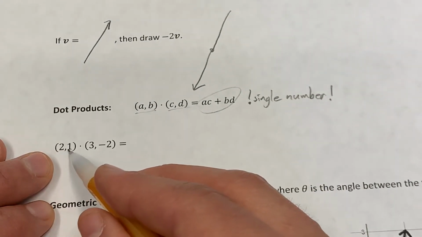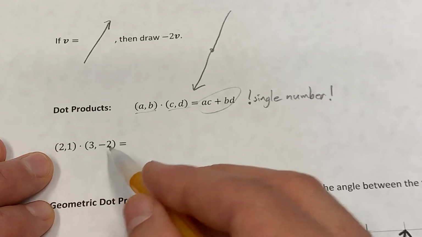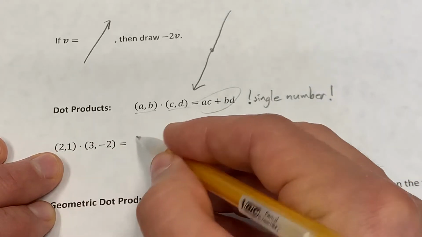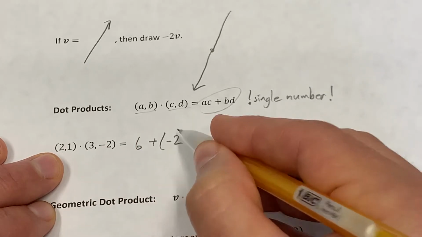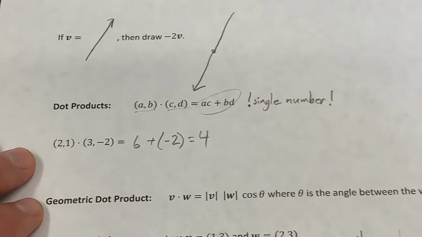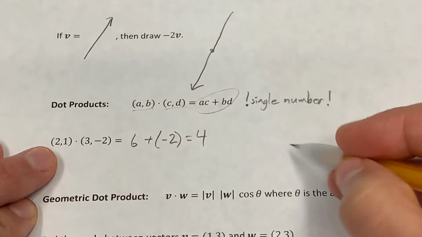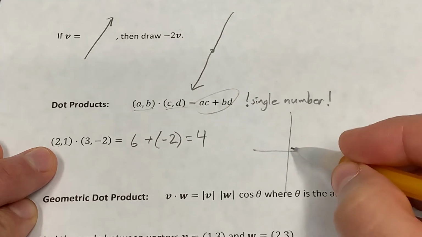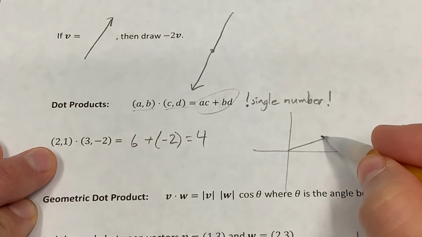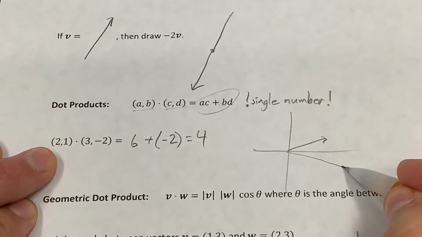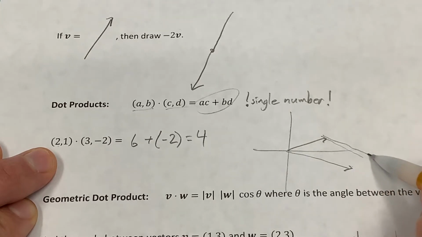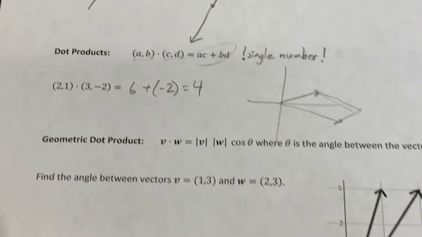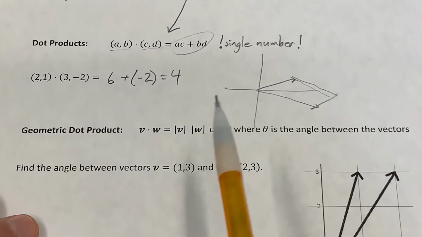So 2, 1 dot producted with 3, -2 is 2 times 3 is 6, plus 1 times -2 is -2, which is 4. That has something to do with, if you drew these two pictures, I'm not going to go into this in too much detail, the area of this parallelogram. And you can certainly Google it to see more about that.